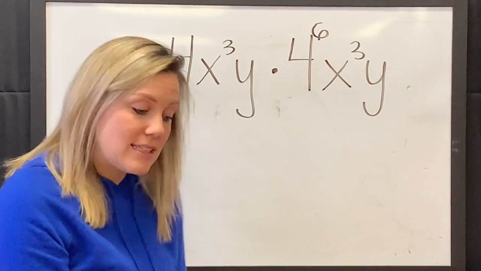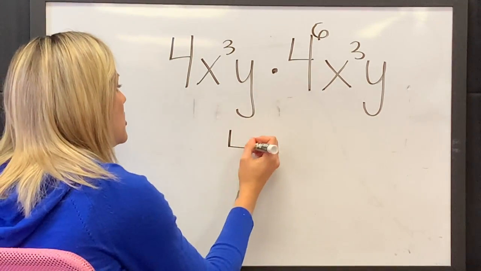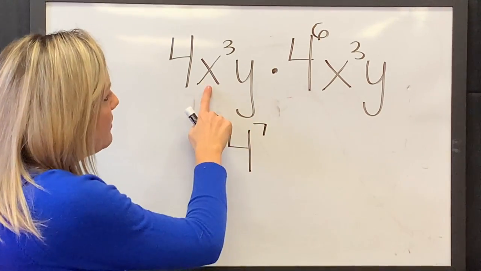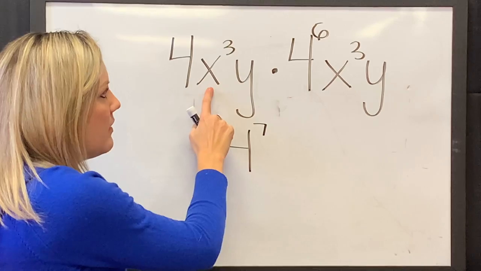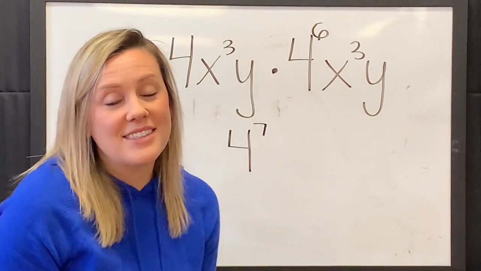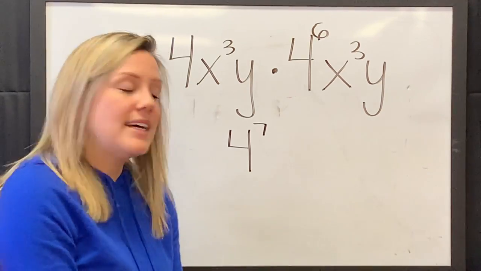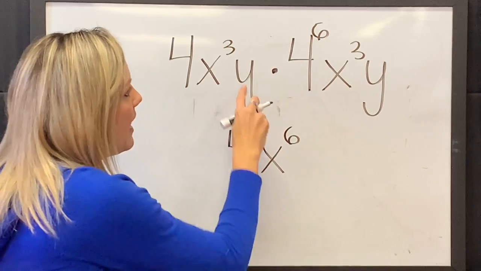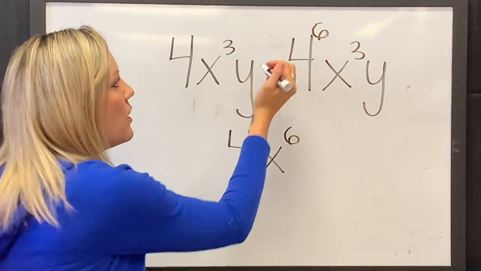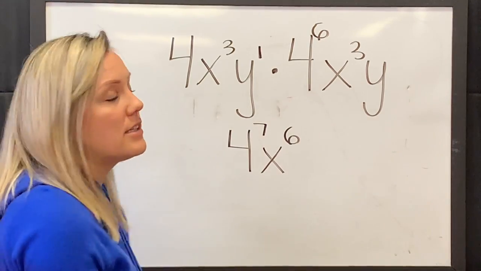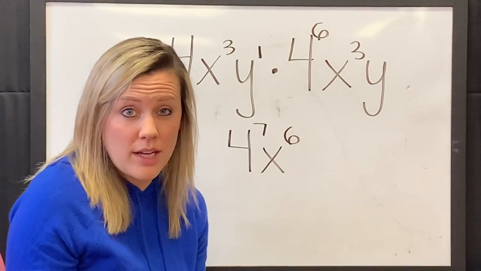So 1 plus 6 is 7, so our answer is going to be 4 to the 7th power. And then we have 3 as our exponent on this x, and we also have another 3 on that x. So 3 plus 3 is 6, so I'm going to write x to the 6th. And then just the same as the 4, there's a little 1 up here, but you don't necessarily have to write it if it's a 1.